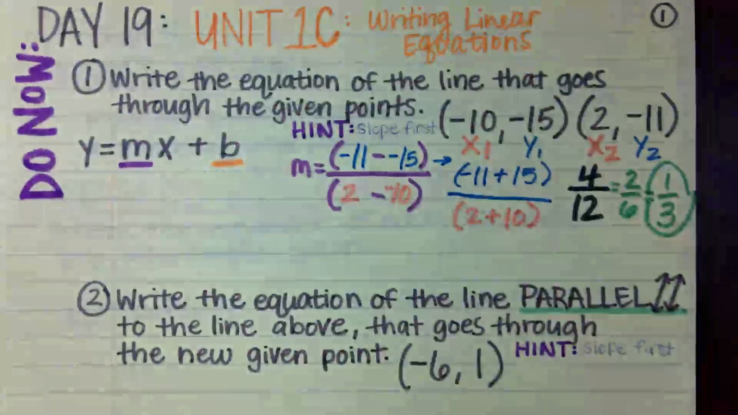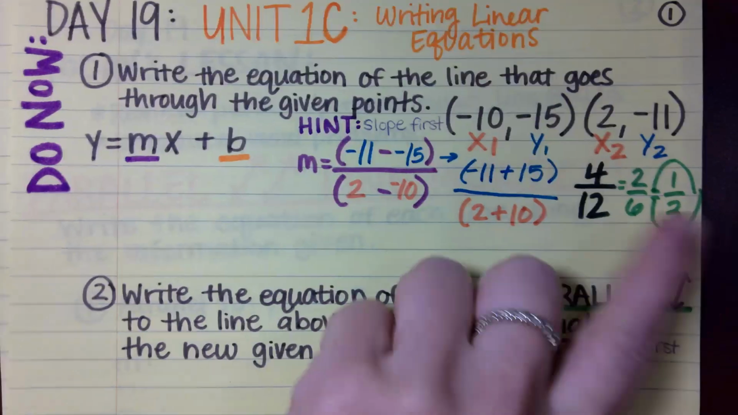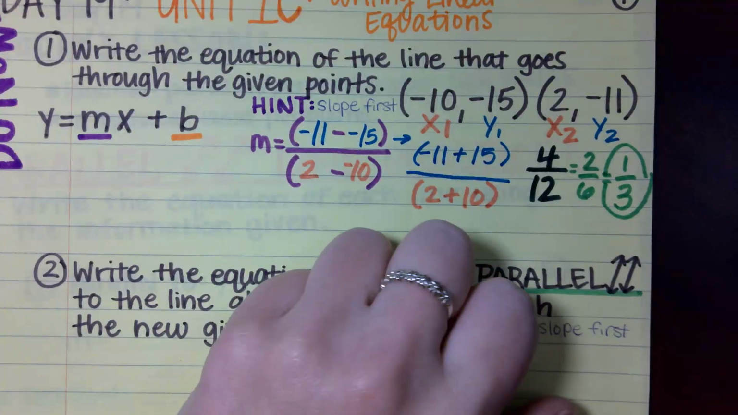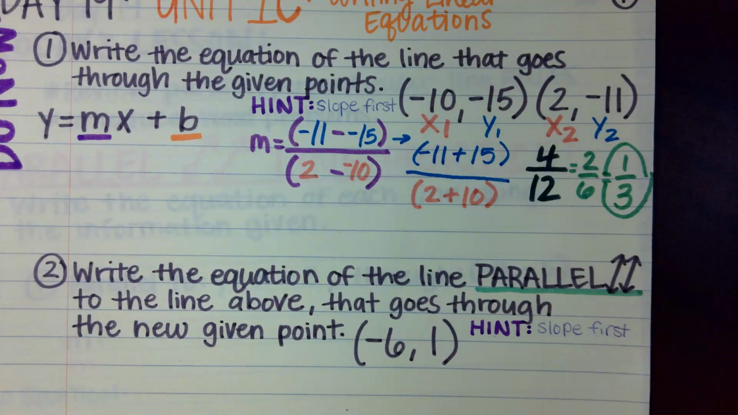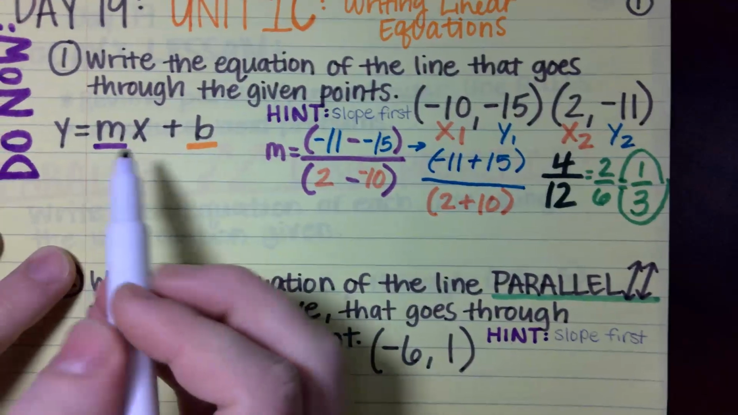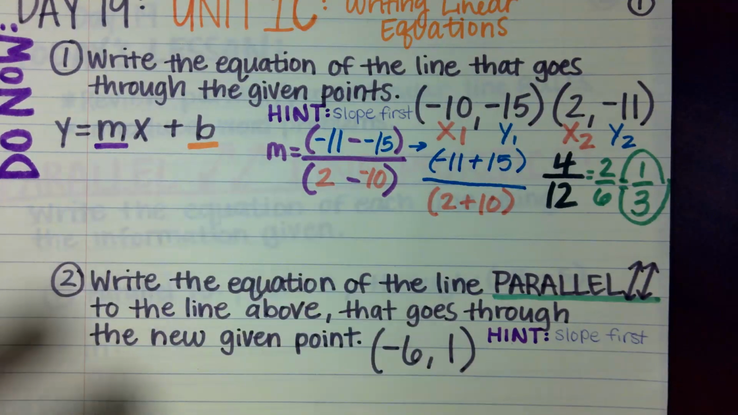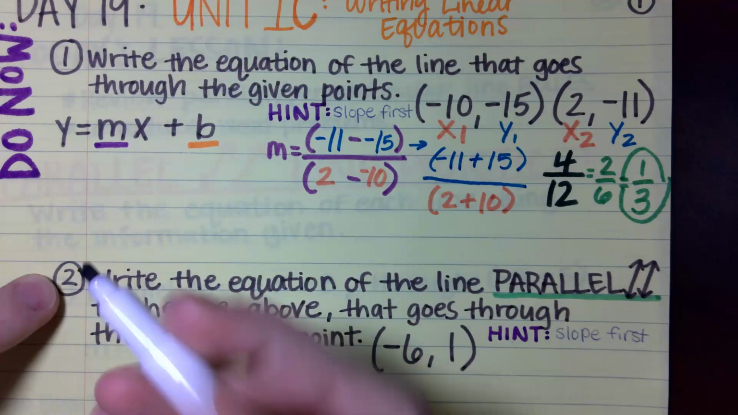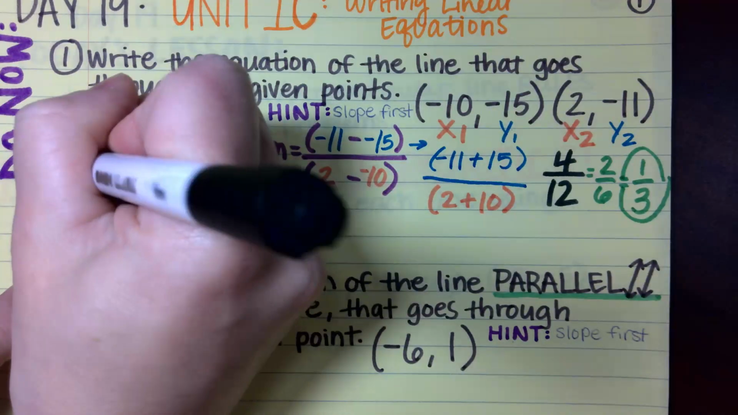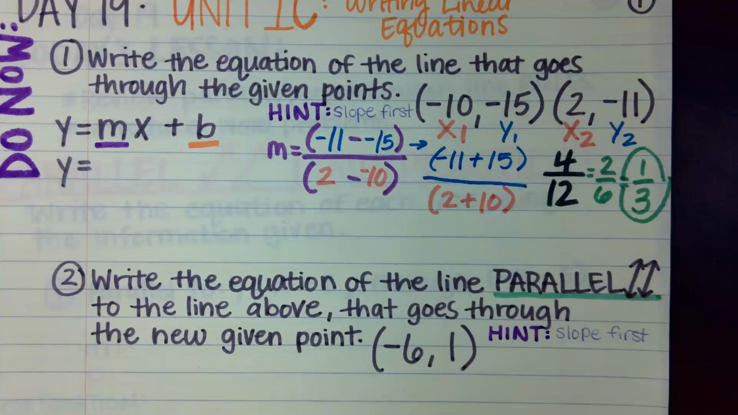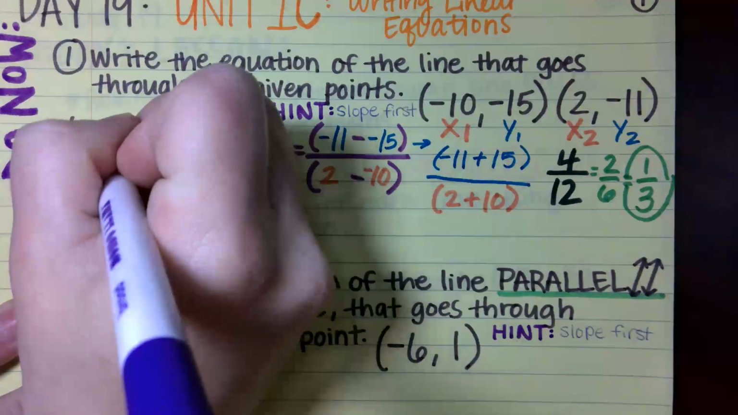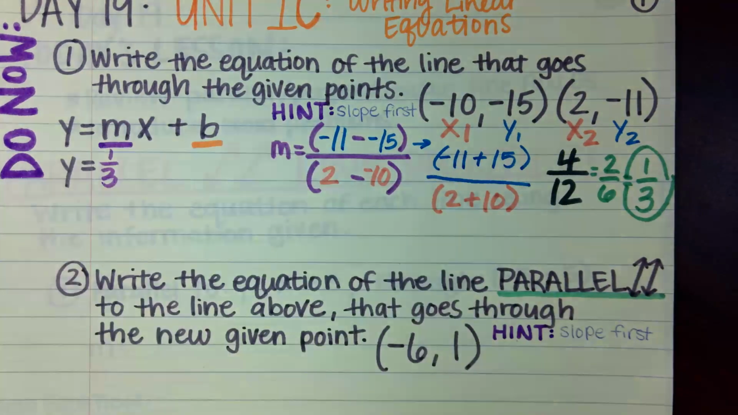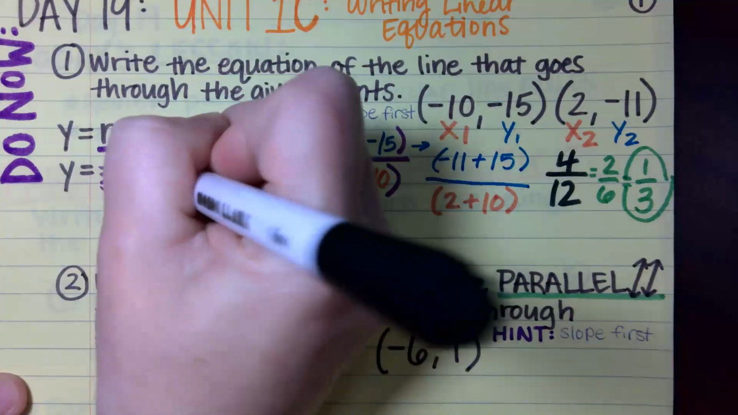So, we have just found our slope. It is positive 1/3. So I'm going to go over here where my equation is, and I'm going to just plug that value in. I've got y equals 1/3 x plus b.